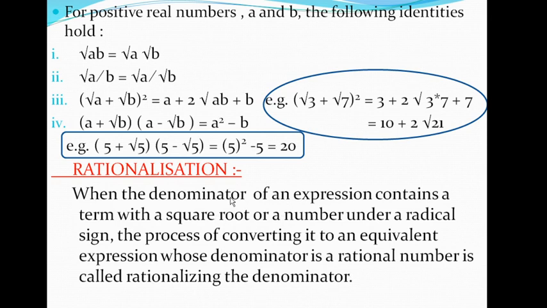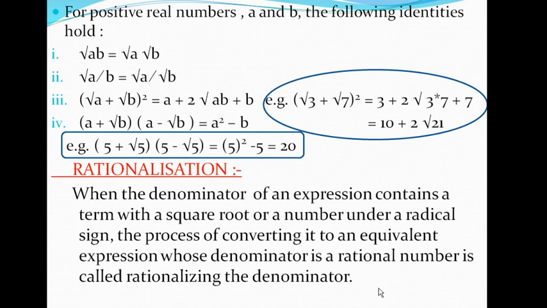See what happens, students? In rationalization, we are given an expression that contains either a square root or, you may say, a number under a radical sign. Radical sign means this type of sign, under root sign. So a fraction will be given to us and the denominator is in this form, and what we have to do is convert it into its equivalent expression whose denominator is rational. Earlier it was irrational and we have to convert it into rational. So this process is called rationalizing the denominator. We will understand better with the help of an example.